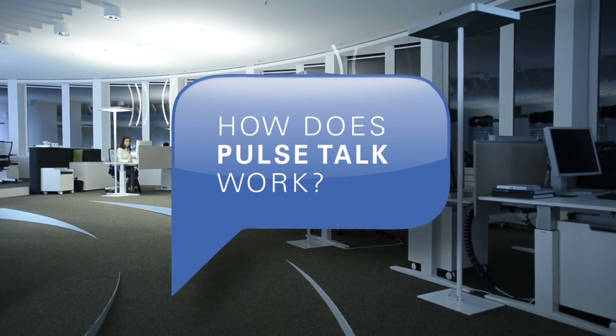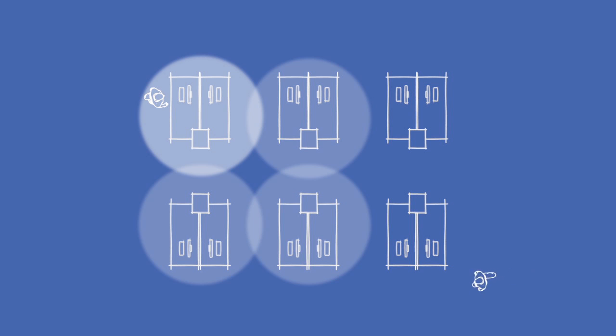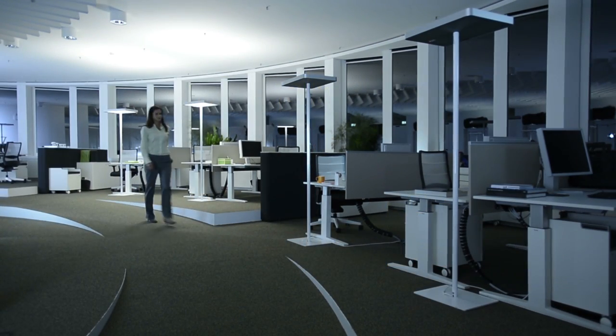As soon as a luminaire fitted with pulse talk registers the presence of a person, it transmits the information to the luminaire group. The group also switches on in support, but only dimmed, in order to save electricity, for the highest level of convenience and energy efficiency.